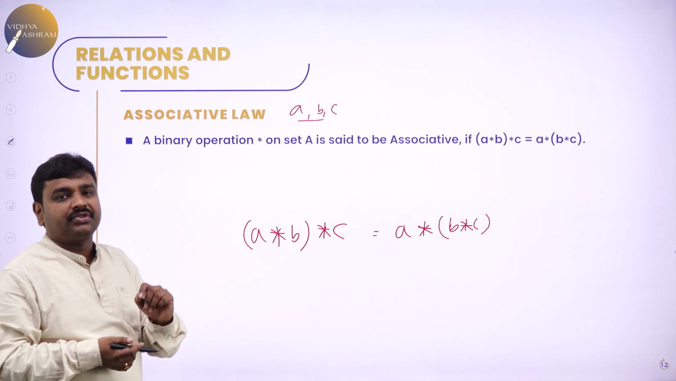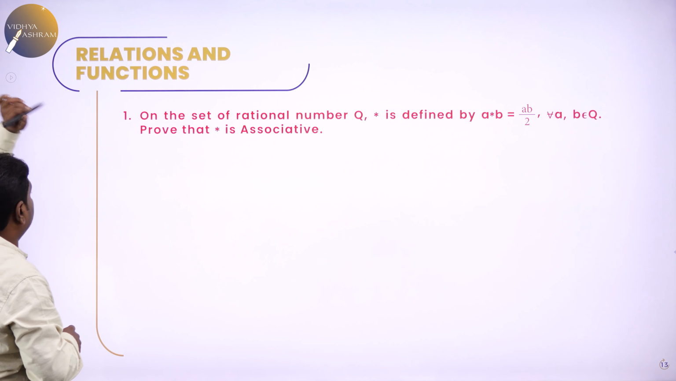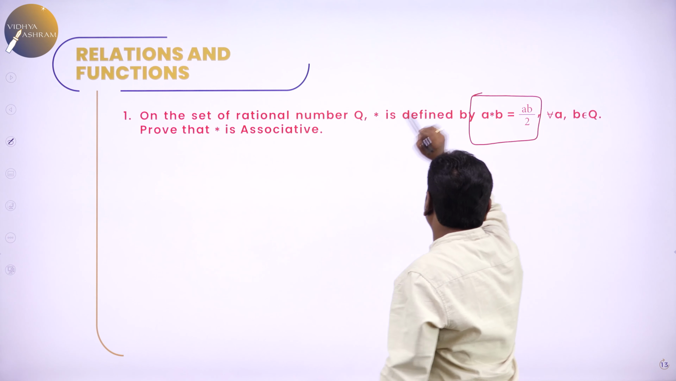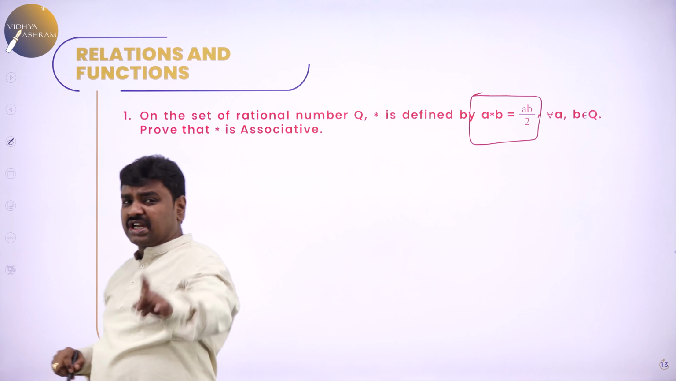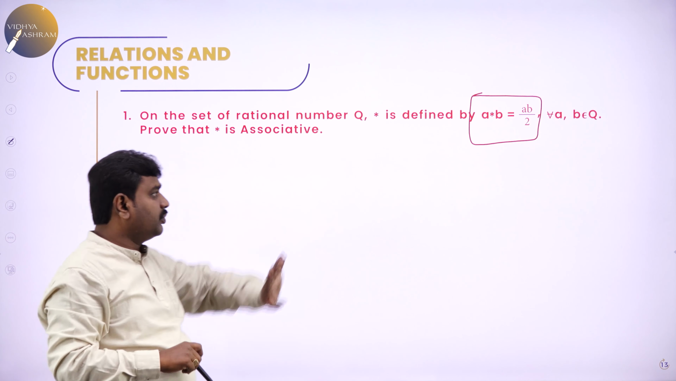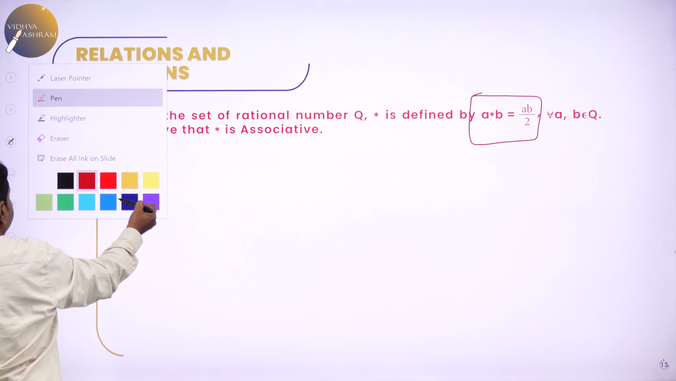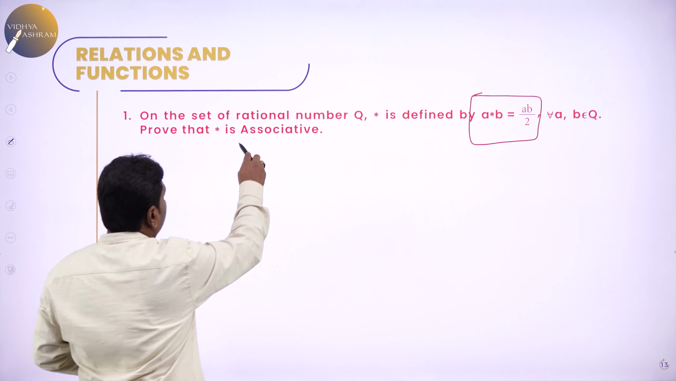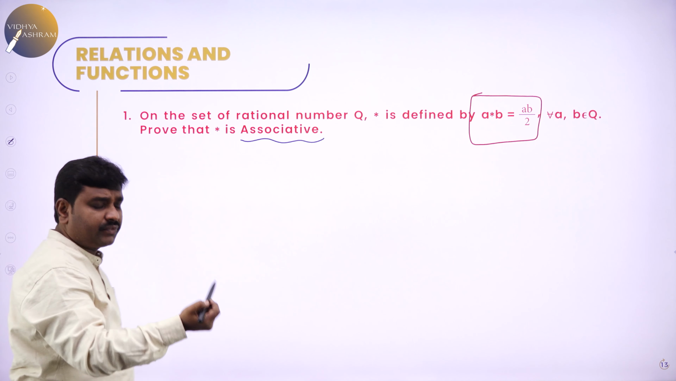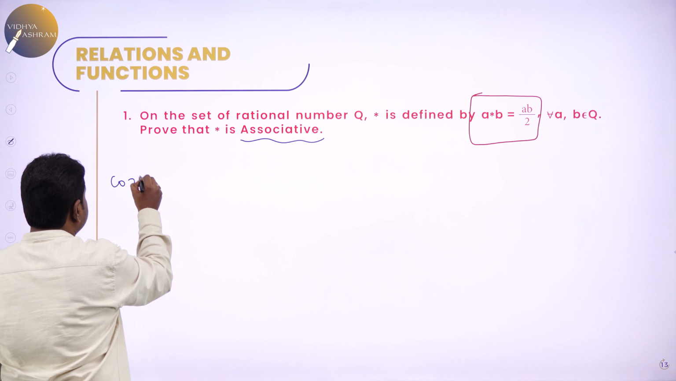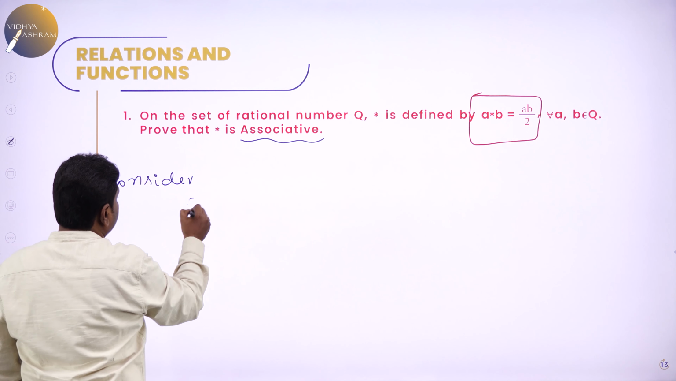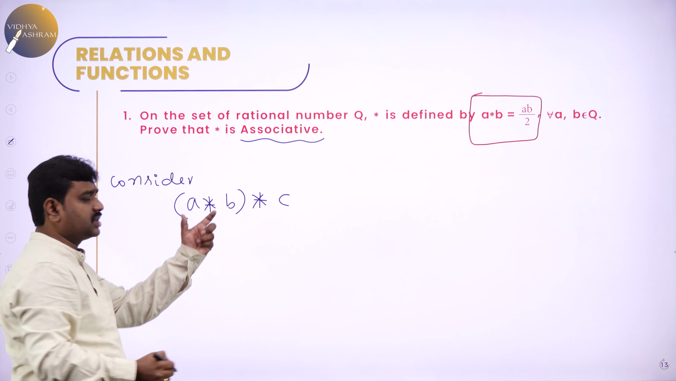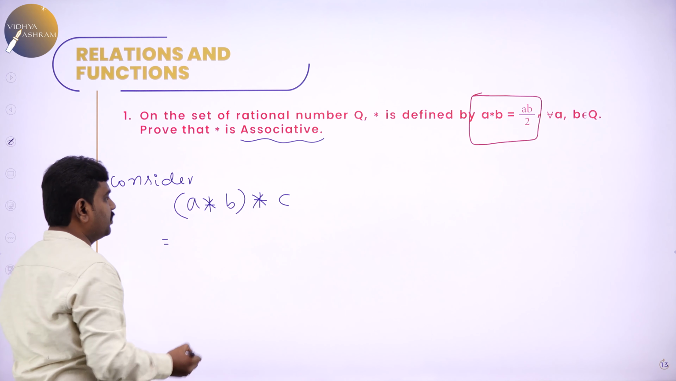Now, we will go for problems of commutative and associative. So, they gave an operation. What is the operation they gave? A star B is equal to AB by 2. How to read this? First element star second is first into second by 2. Now, we need to check. They are asking you to prove that star is associative. First, we will find the LHS. So, I am considering the value of (A star B) star C. I will find this is equal to A star B, which they gave in the problem.